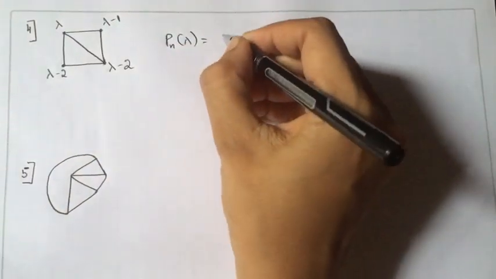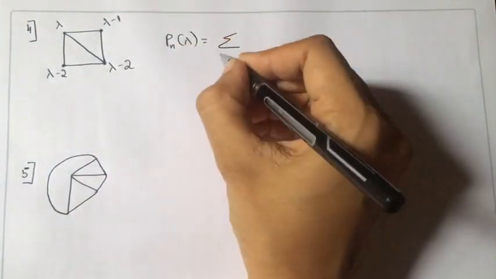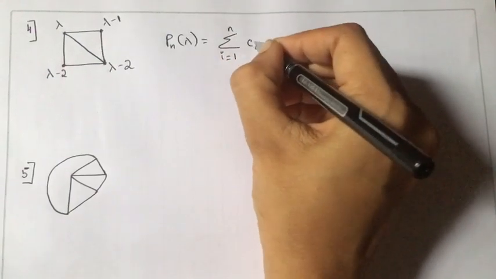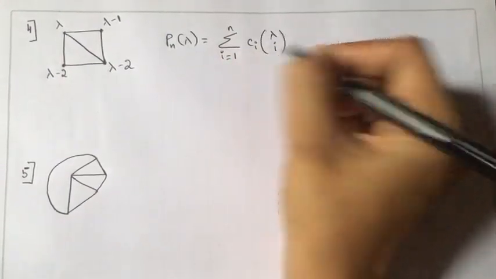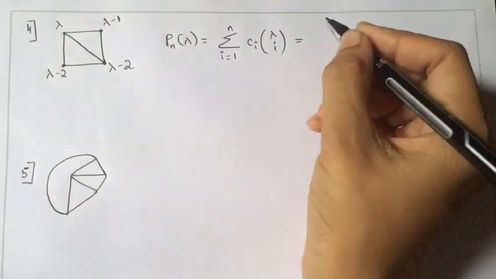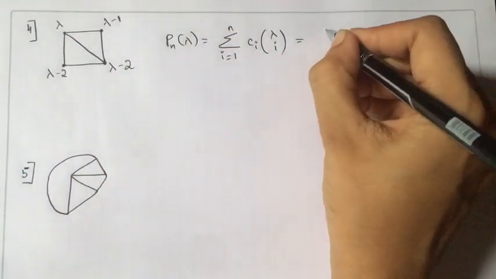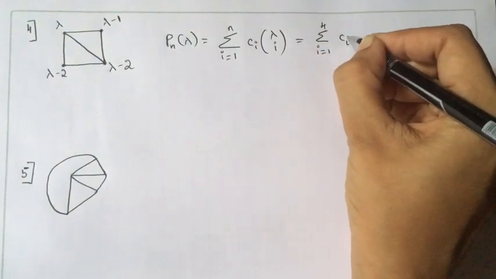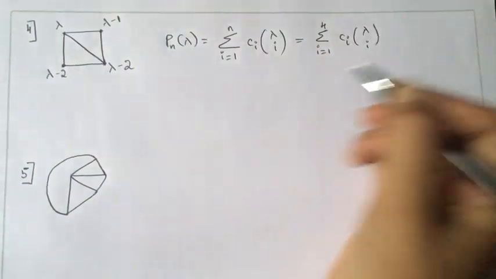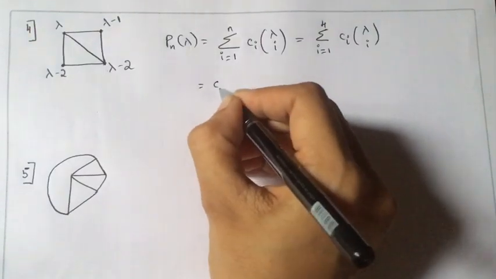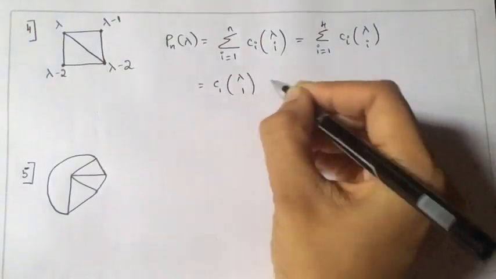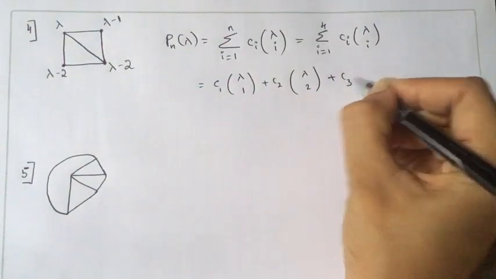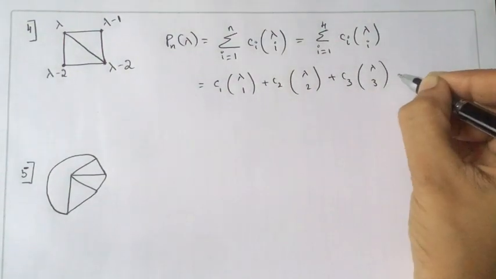The other way, you can use the formula summation i equal to 1 to n of ci lambda i. This formula you can use. Here n is 4, so summation i ranging from 1 to 4 of ci lambda i, which is the same as writing c1 lambda 1 plus c2 lambda 2 plus c3 lambda 3.